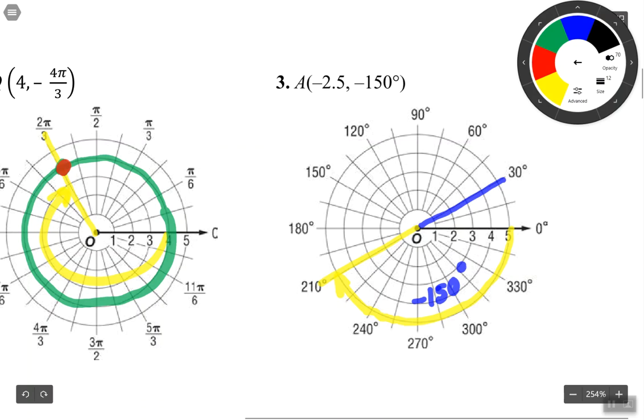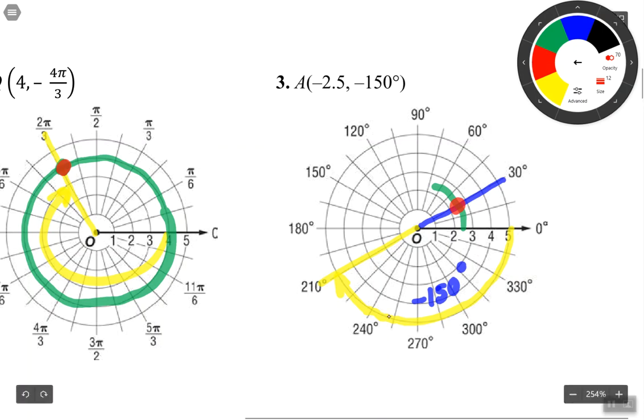And then since it's a negative radius, if I was doing a positive radius, it would be on this arm right here. But since I'm going negative, do I have to go across the origin? And now I'm going to go find a radius of 2.5. There's 2.5. Is that the radius I'm looking at? So is my point this point right there? Does everyone see how I did it?